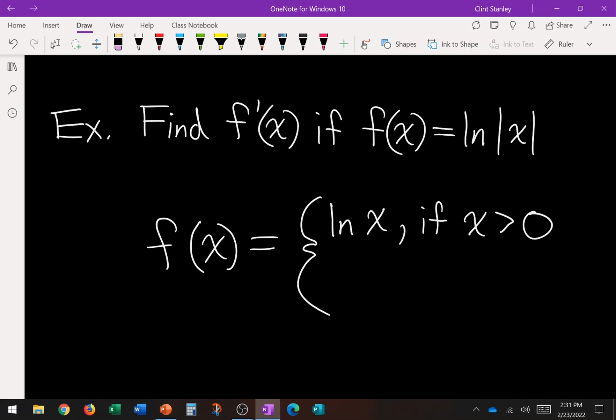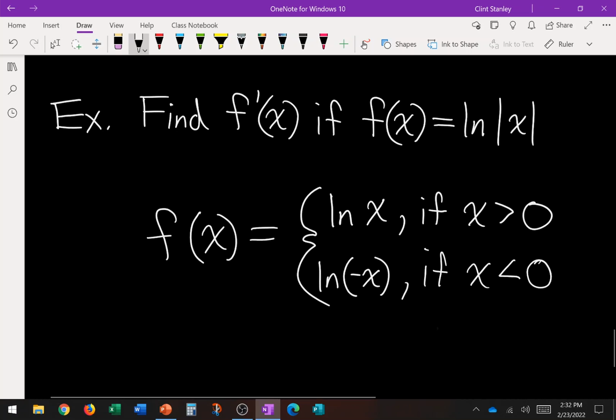And then what if it's the other way? How do we find that? We would do ln of negative x. We throw the minus sign in, and that makes it positive. It's the same thing the absolute value does. So that's really what we're doing when we're talking about absolute value of x inside the logarithm.